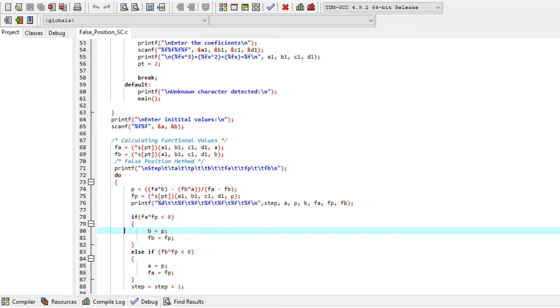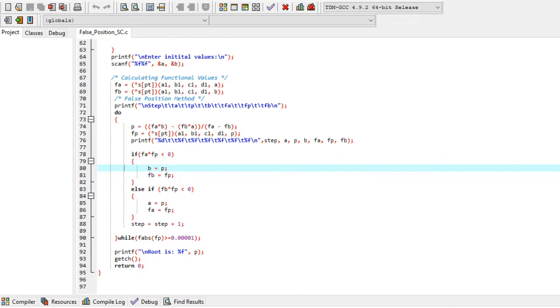So these are our working equations to get the functions of a, functions of b, the root, and functions of p. In here, we are recording our data by tabulating the number of iterations and the data we gathered from the calculations. So in here, if fa times fp is less than 0, then b becomes p, fb becomes fp. So this will reflect in here. This will change the variables here, if ever the condition here is met.